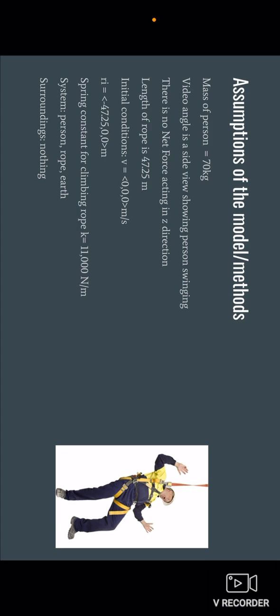Initial conditions were a velocity of 0 at the start, with the initial position being 47.25, or the length of the rope. The spring constant we found to be roughly 11,000 newtons per meter, just because that's what Google said for a climbing rope. The system was just the person-rope-Earth system with surroundings being nothing.